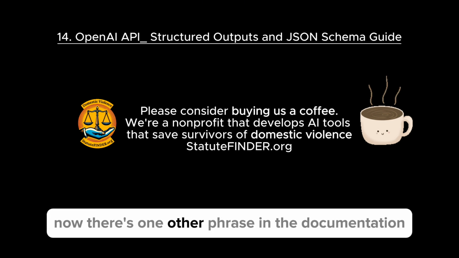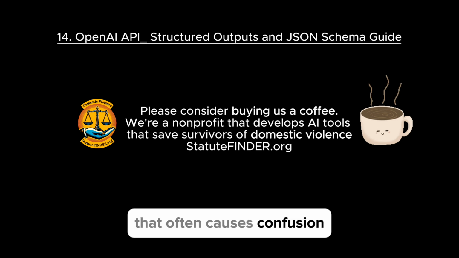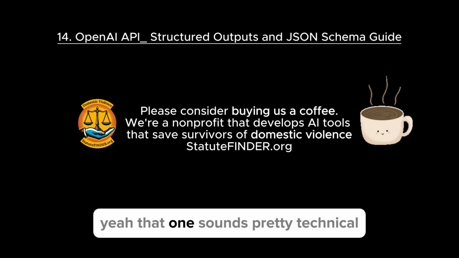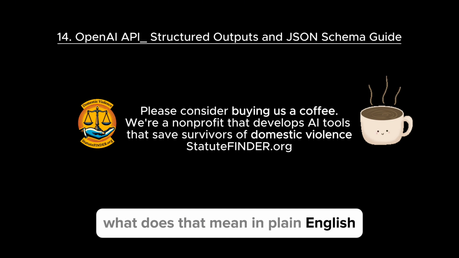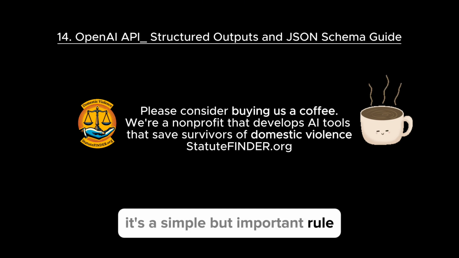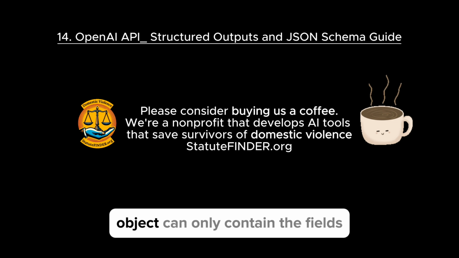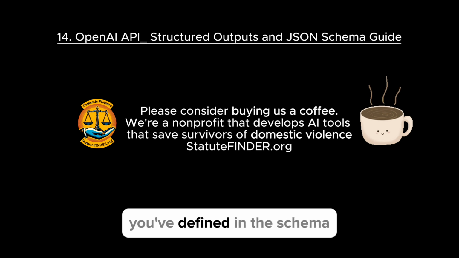Now, there's one other phrase in the documentation that often causes confusion. Additional properties: false. Yeah, that one sounds pretty technical. What does that mean in plain English? It's a simple but important rule. It basically means your JSON object can only contain the fields you've defined in the schema.